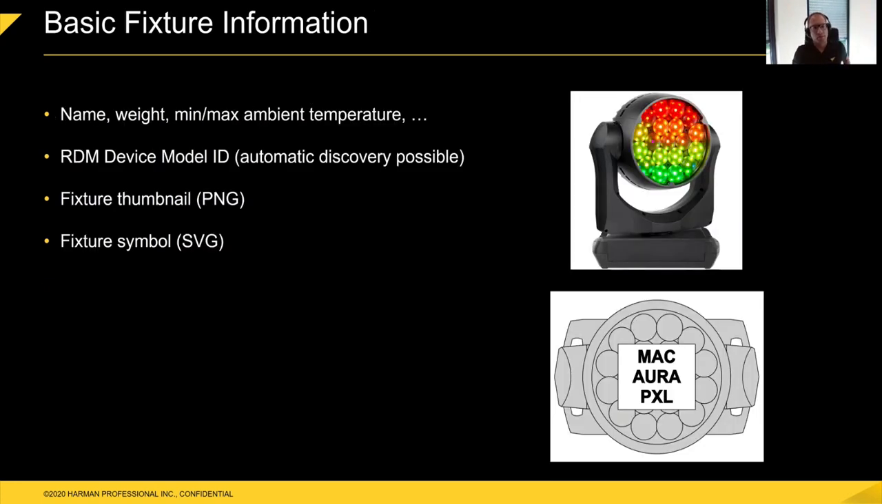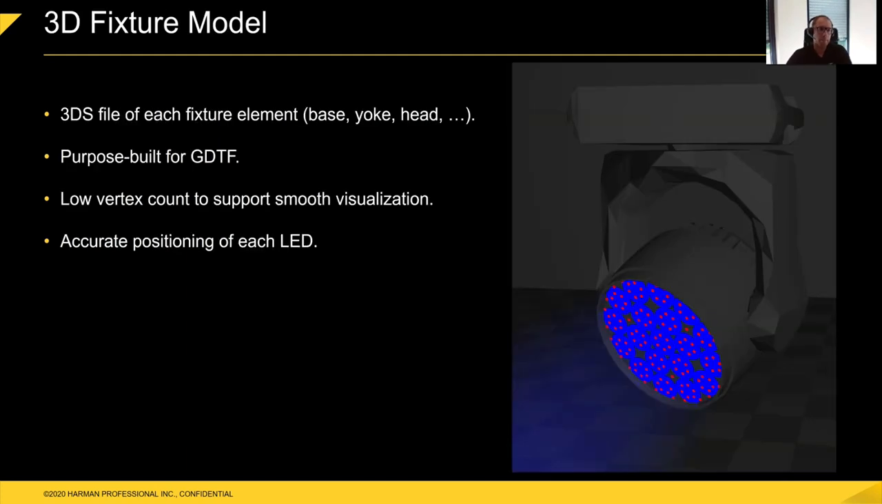So first of all, the basic fixture information. So what is this? It's the name of the fixture, the weight, the minimum maximum ambient temperature, the RDM device model ID. So few products could use this to automatically discover which personality file belongs to which fixture, a fixture thumbnail, which is typically a picture, and then a fixture symbol. So that's kind of the basic information at the top of a GDTF file.